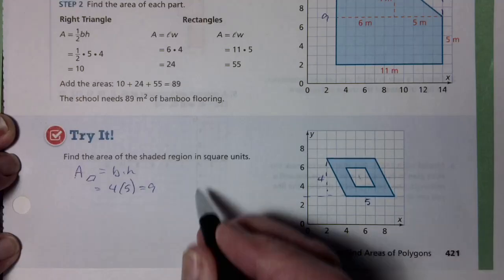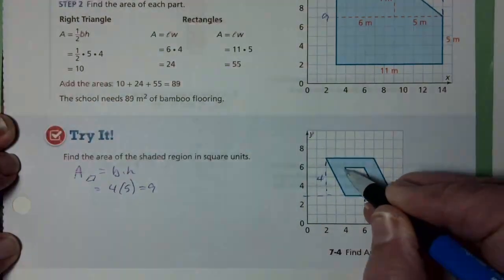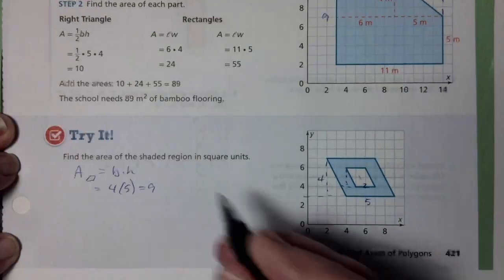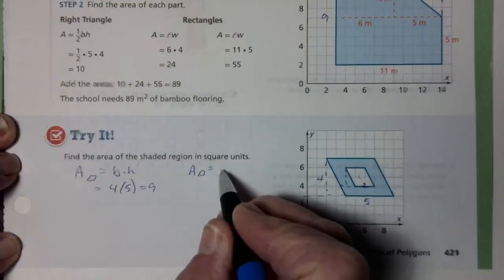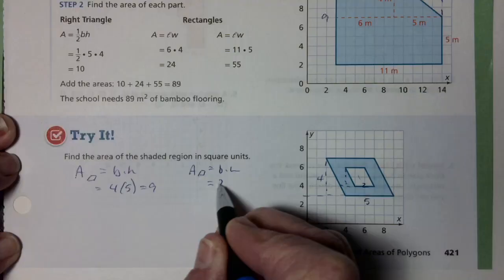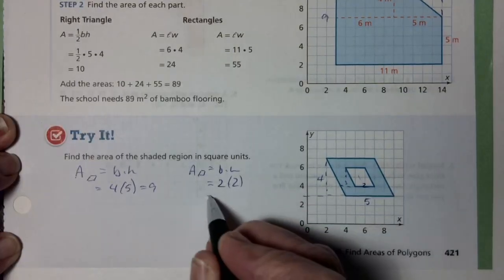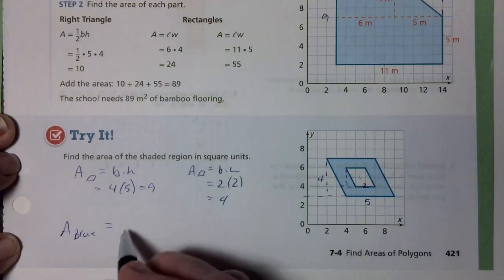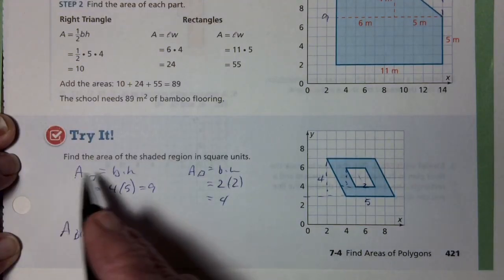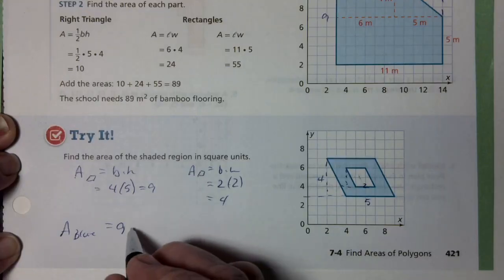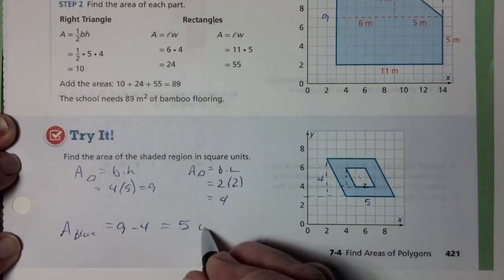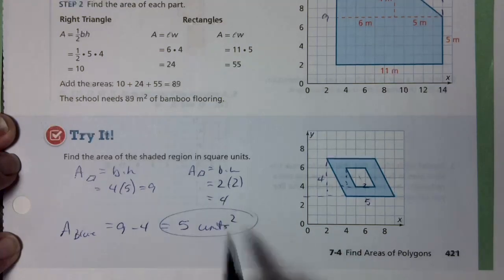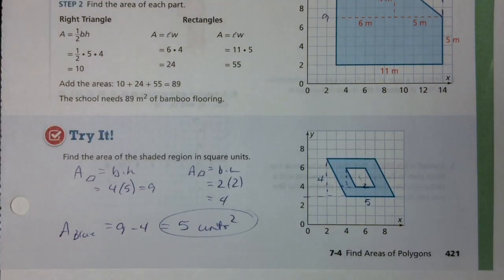Well, it's 2 that way, and it is 2 that way. So the area of the little one is base times height also, which is 2 times 2, which is a 4. So to get the area of the blue, it's going to be 20, and it just says square units. 20 minus 4 is 16 units squared. And there's your answer. You have to know your formula. You have to know how to find the base and the height.